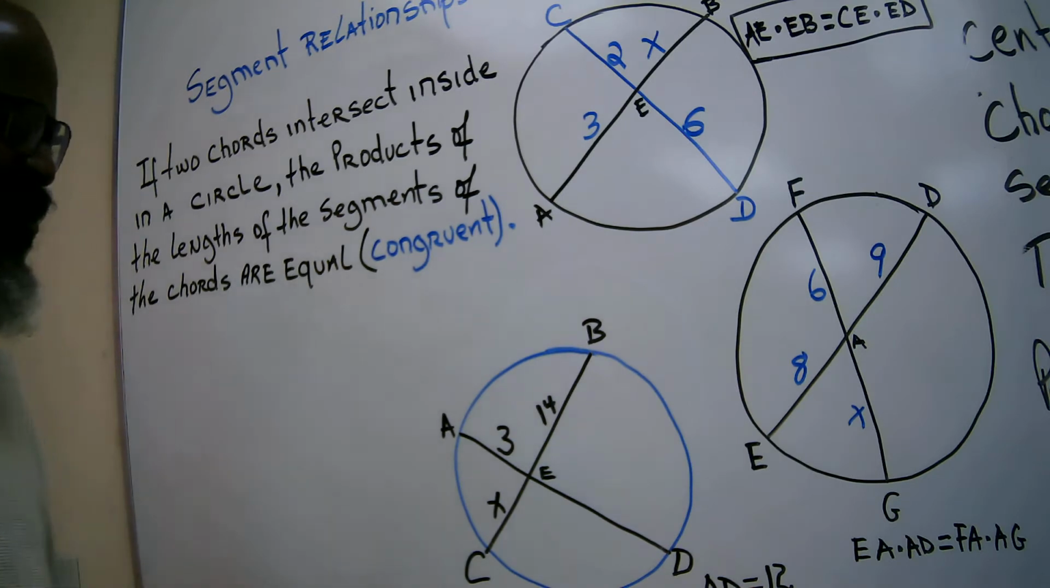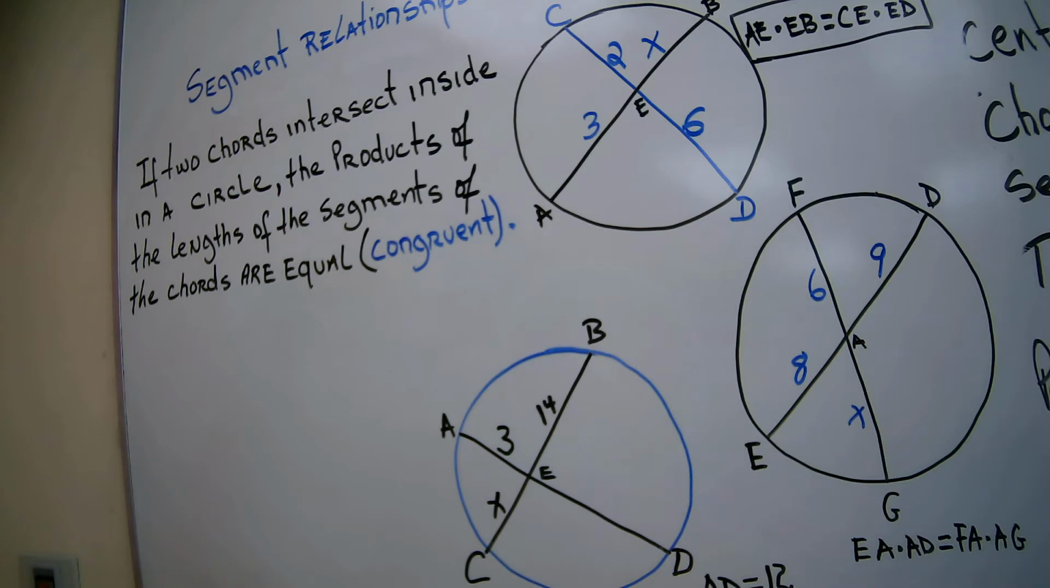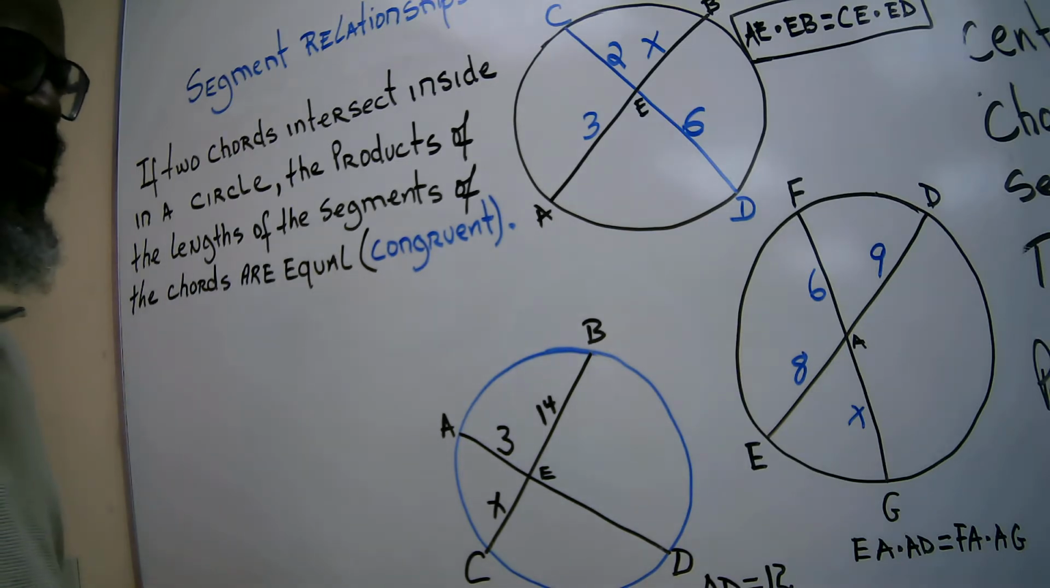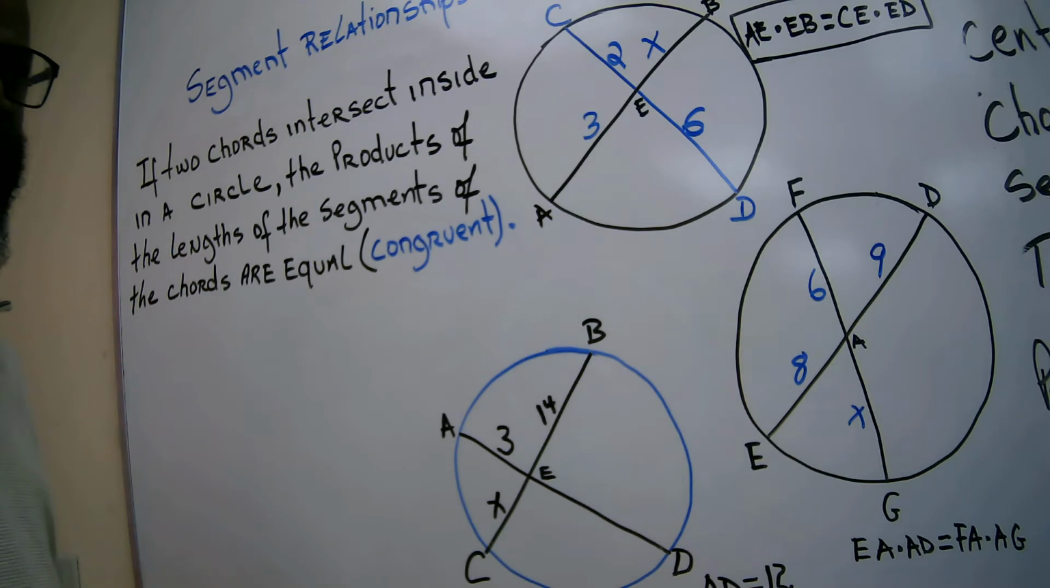So we are looking at the property. It says that if two chords intersect inside of the circle, then the product of the lengths of the segments of the chords are equal, meaning they are congruent. If you have two chords that intersect in a circle, the product of the lengths of the segments of the chords are equal, meaning they are congruent.